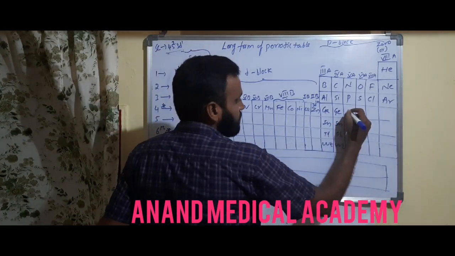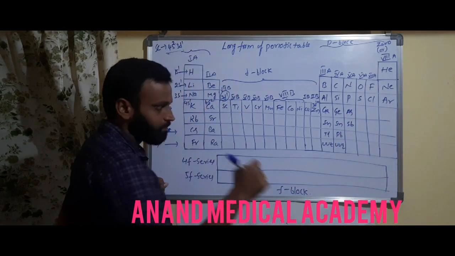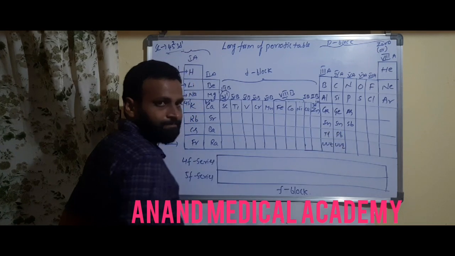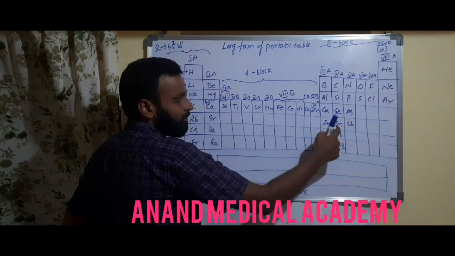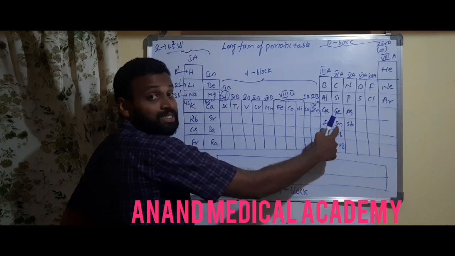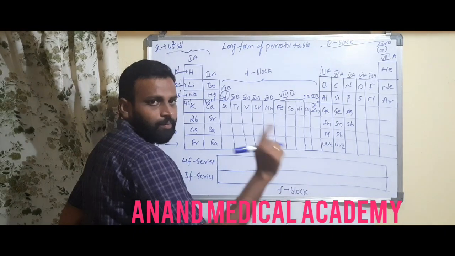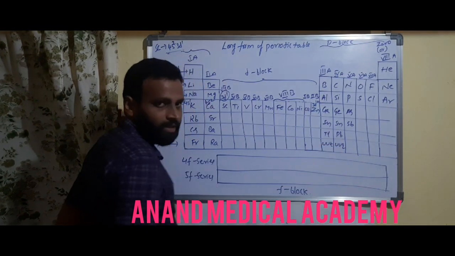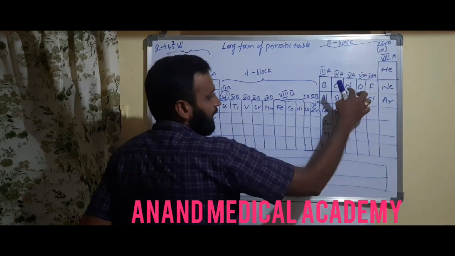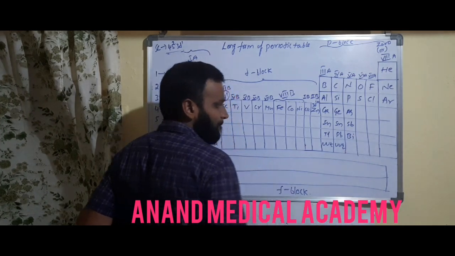Next, nitrogen, phosphorus, arsenic, antimony. Antimony is stibium. Stannum, Sn. Understanding? Carbon, silicon, germanium, tin. Tin is called stannum. Write down those names when I am explaining. Okay, pause the video and write down these names. Stannum, lead is plumbum, Pb. Nitrogen, phosphorus, arsenic, antimony, bismuth.